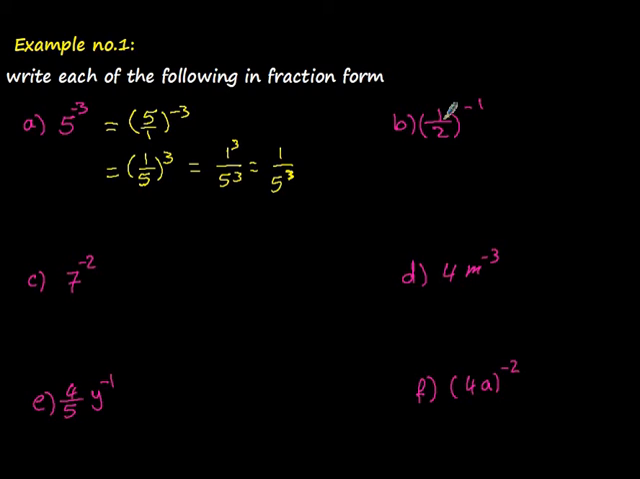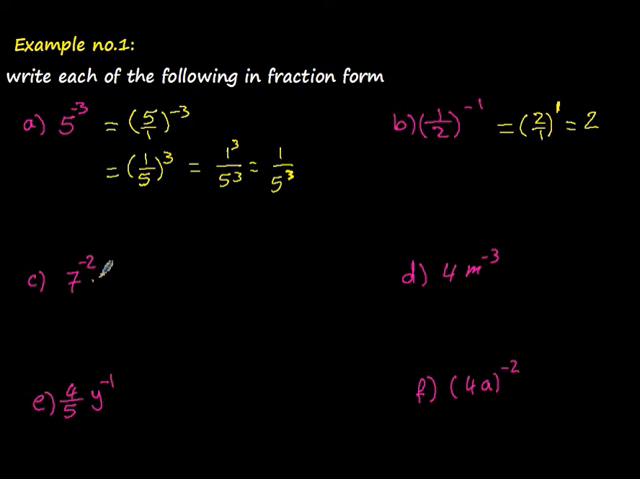And here we are given the base as a fraction. So all you need to do is just flip the fraction. It will be 2 over 1 to the power of, instead of -1, since we flipped the fraction, we can write down the power in positive sign. It will be 2 over 1, which simply equals 2.